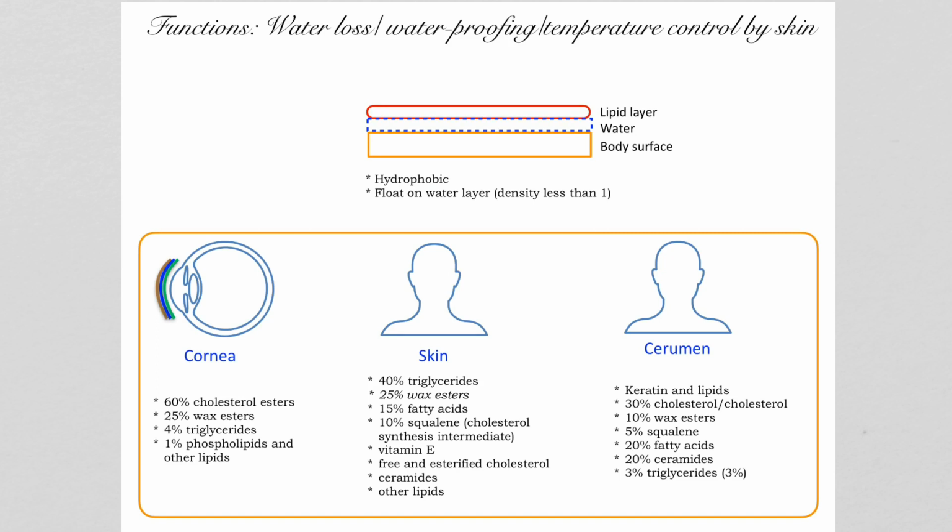So besides lubrication, the wax esters will also help these secretions to prevent water loss, because these wax esters are very long chain, very hydrophobic, and they also have a density less than 1, so they will float above the water layer. So because of the hydrophobic nature, they will prevent water loss, and also they will make the surface waterproof, so prevent water from entering into the surface.